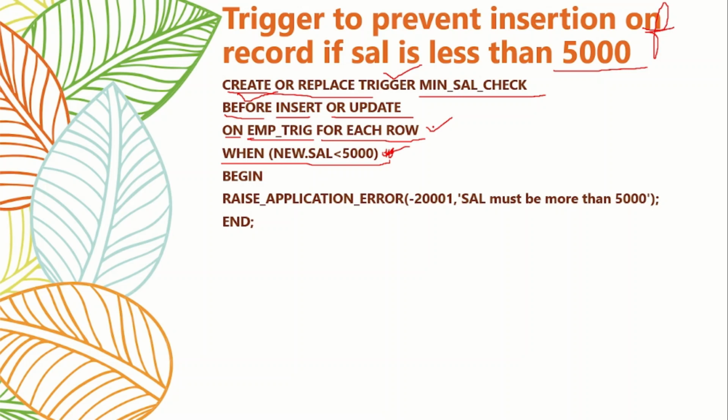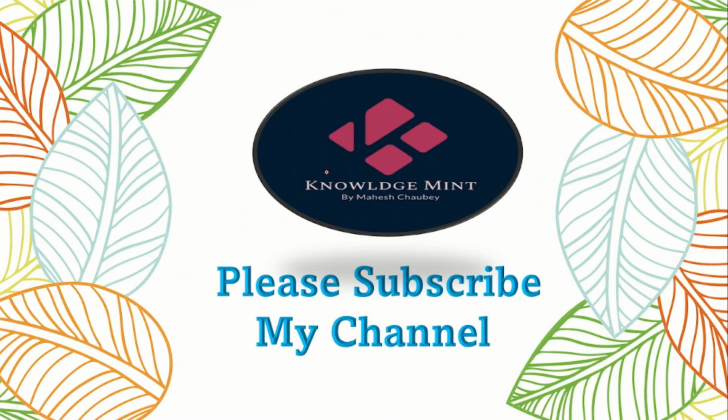This is a row trigger, because it is written for each row. And insert and update are the DML statements on which this trigger will be fired, and that too before insert and before update. It means you won't be able to update records if you are not fulfilling this condition. So this was the example of a row trigger, and that too before insert or update. So this was the theoretical part of triggers.